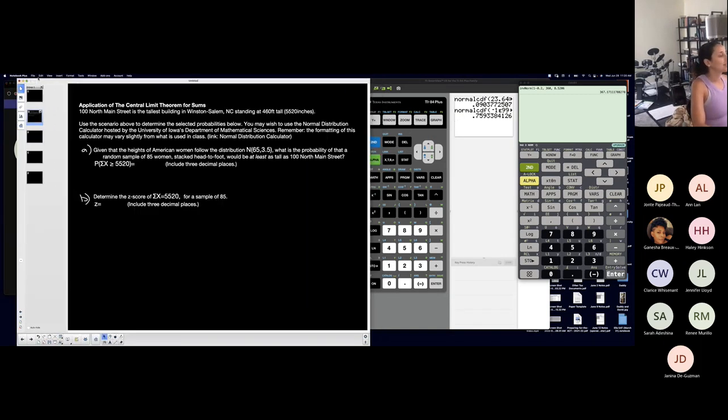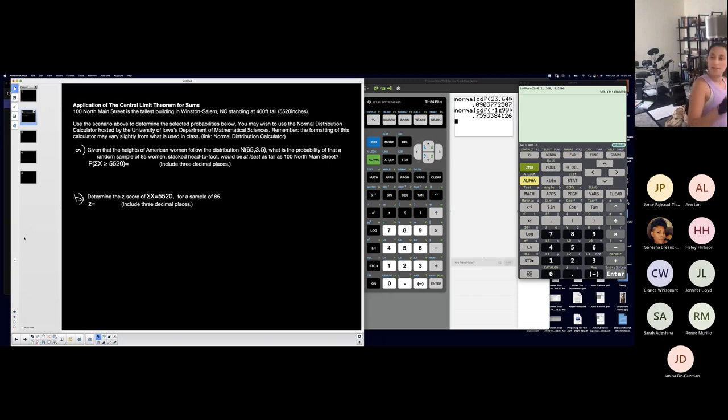All right, so this is problem 2 on the second assignment with the Central Limit Theorem for sums. We have this given to us: 100 North Main Street is the tallest building in Winston-Salem, North Carolina, standing at 460 feet tall, about 5520 inches. Use the scenario above to determine the selected probabilities below.